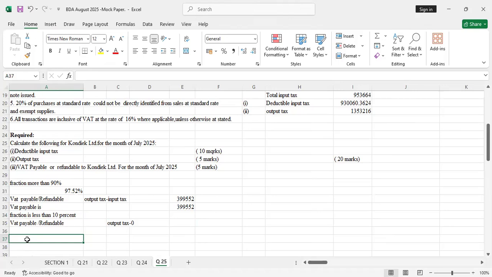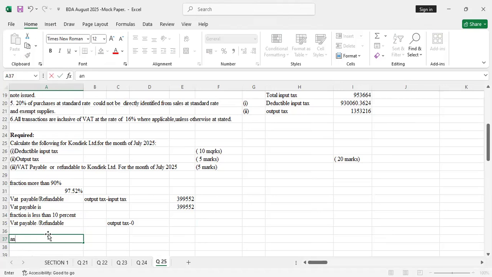Then you ask yourself, what happens when the percentage of the fraction is any other percentage, not more than 90% and not less than 10%? Less than 10 will be 9 all the way down. More than 90 will be 90 plus 1 all the way. So what if we have something like 78? Because those are the only 3 tests that we have to carry out.